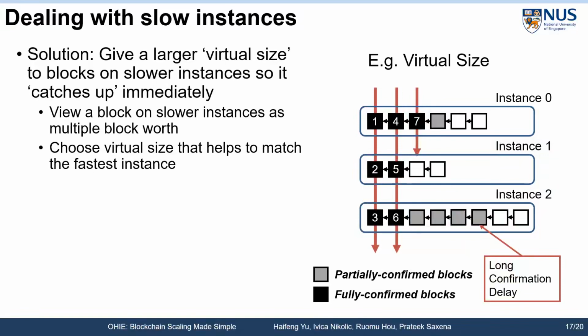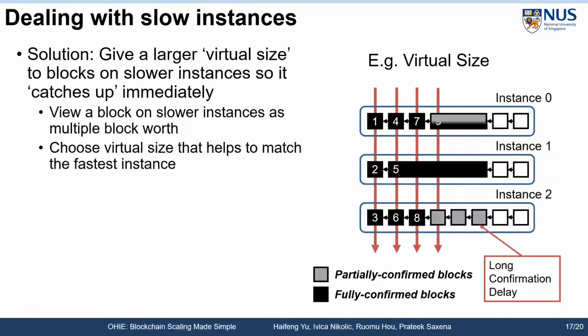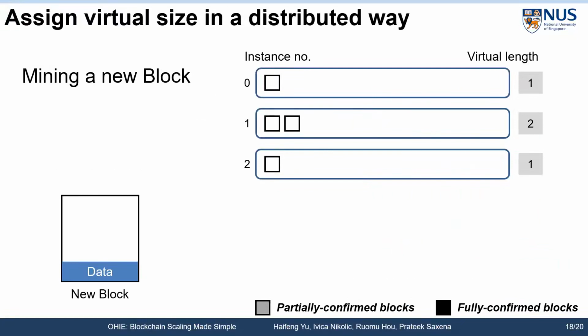For example, in our figure here, if we give block 5 a virtual size of 5, chain 1 will have a larger virtual size than its physical size. Now, if we do round-robin ordering, we can immediately order block 8 after 7 and block 9 after block 8, and so on. This effectively makes all the partially confirmed blocks fully confirmed. We have shown that assigning virtual sizes helps to solve the length divergence problem.